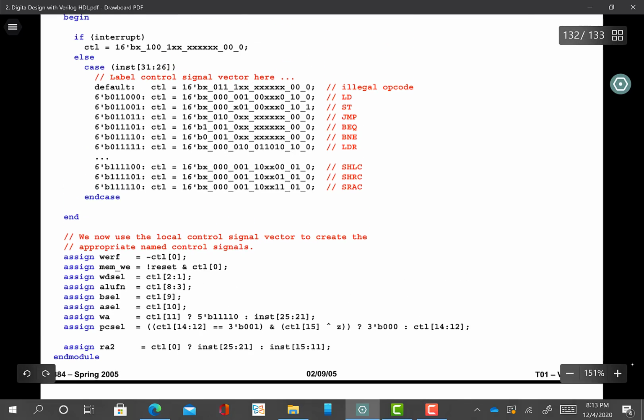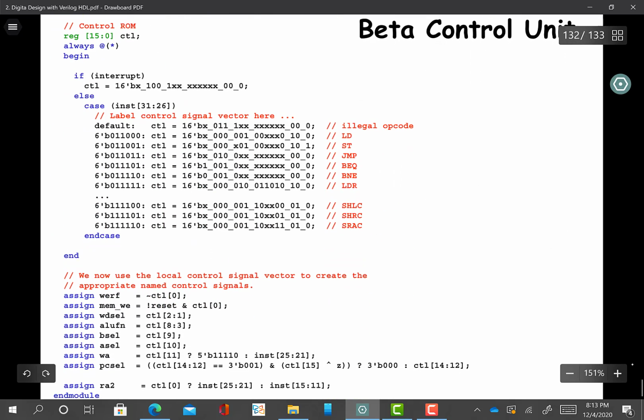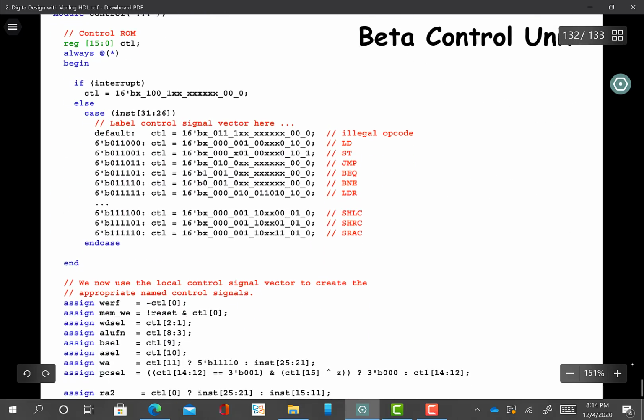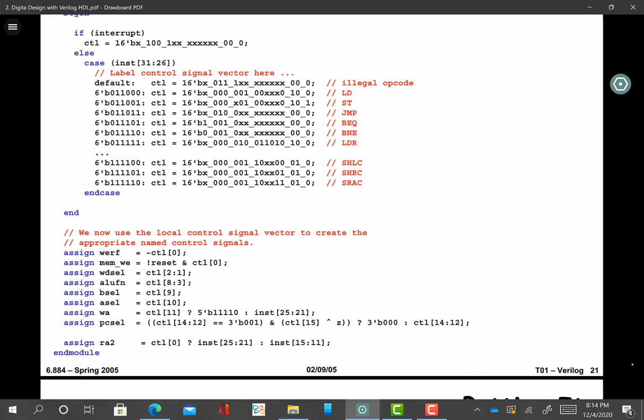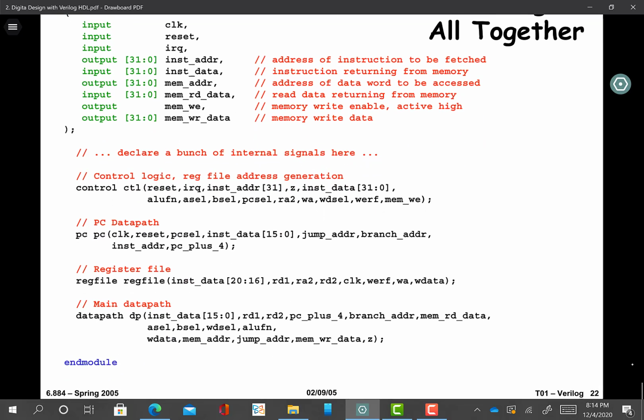So I invite you to go through this code. You should be able to understand this code, given this table and all the things. You should be able to simulate it. You should be able to implement it on FPGA. It's a fun little mini project for you. If you want to implement it, you have the boards in your lab, and it will be a very fun little experiment for you to learn.